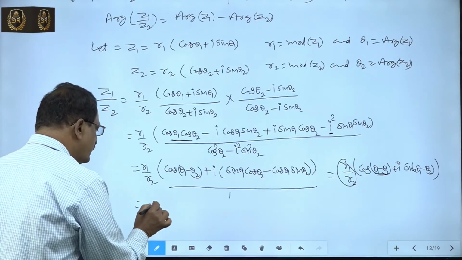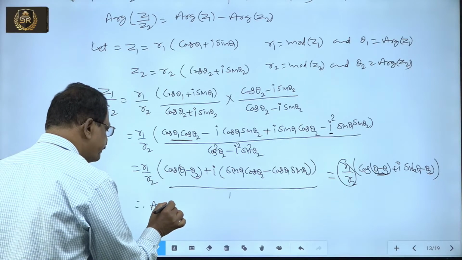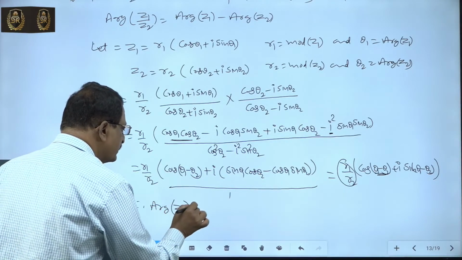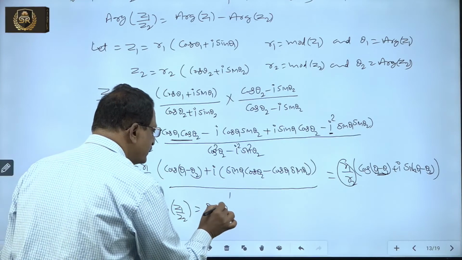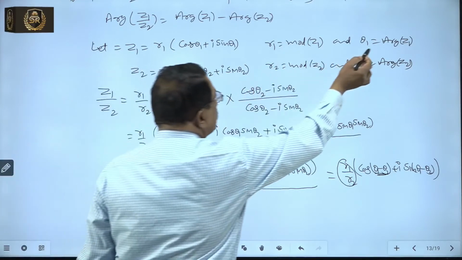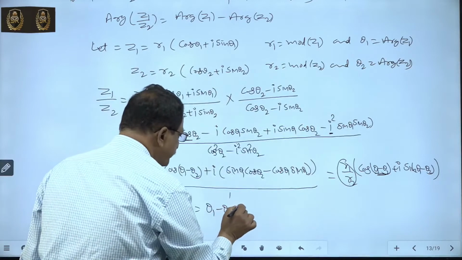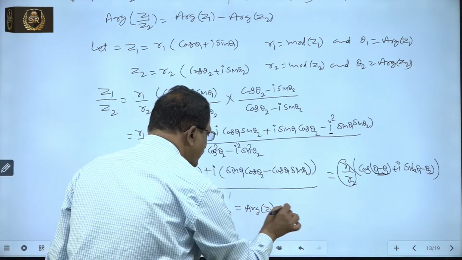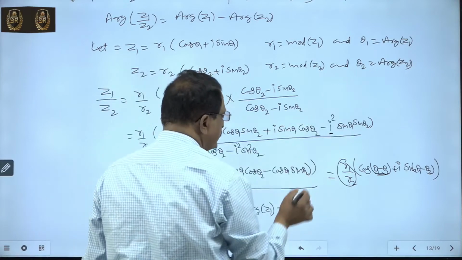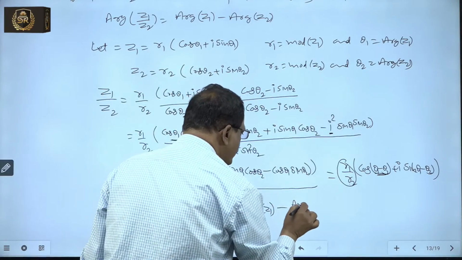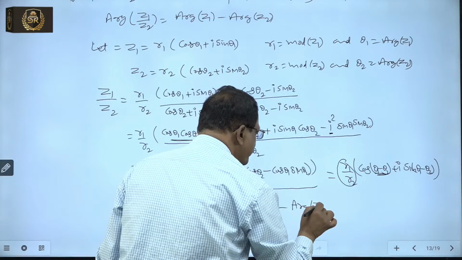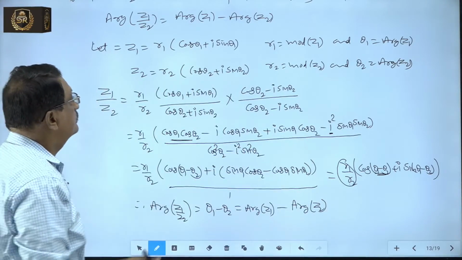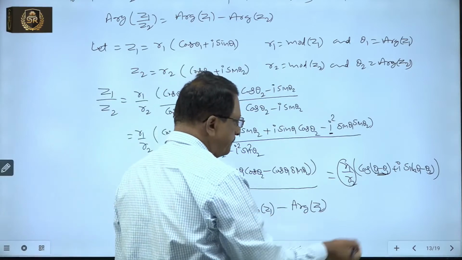Therefore, argument of Z1 by Z2 equals theta 1 minus theta 2. But theta 1 is argument of Z1 and theta 2 is argument of Z2, so it is argument of Z1 minus argument of Z2.